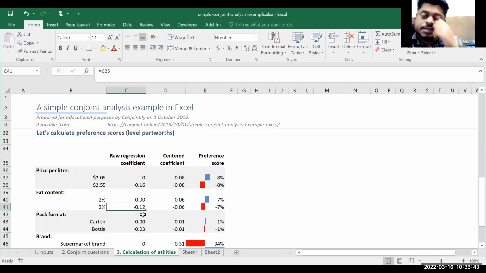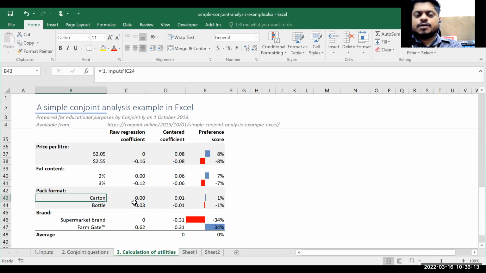So how do I interpret this? If I'm increasing the fat content, fewer people will choose my product, right? Because from 2% to 3%, when I'm increasing the fat content, the probability of choice is actually reducing, by 0.12 or 12%, right? Then again, they have centered it.